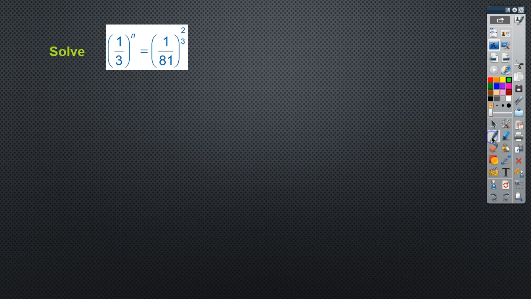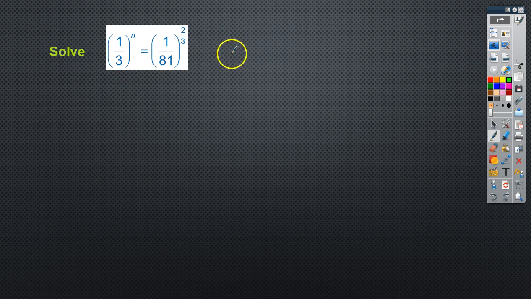It says solve (1/3)^n = 1 over 81 to the 2/3. Again, how do I do this? What's a common base? And this is where we have to sit here and talk about, okay, if I have 1/3, I can write this as an exponential.